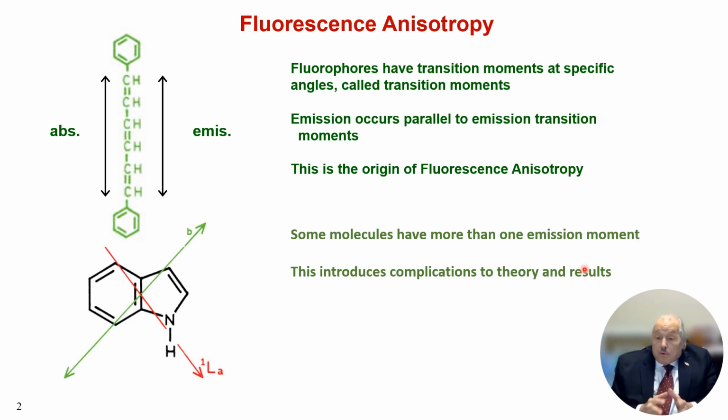Most fluorophores, even though they're randomly distributed in solution, have defined transition moments. That is, they absorb light that is polarized along particular directions. DPH is sort of the starting molecule everyone uses to discuss anisotropy. It has absorption and emission moments along the long axis, which means the charge distributions occur along the long axis. And they're parallel in this case. These are really the origins of fluorescence anisotropy.